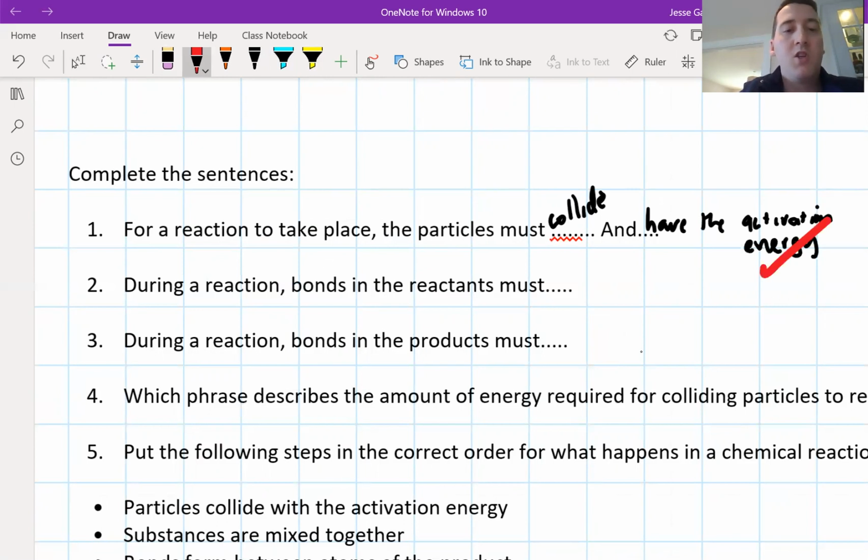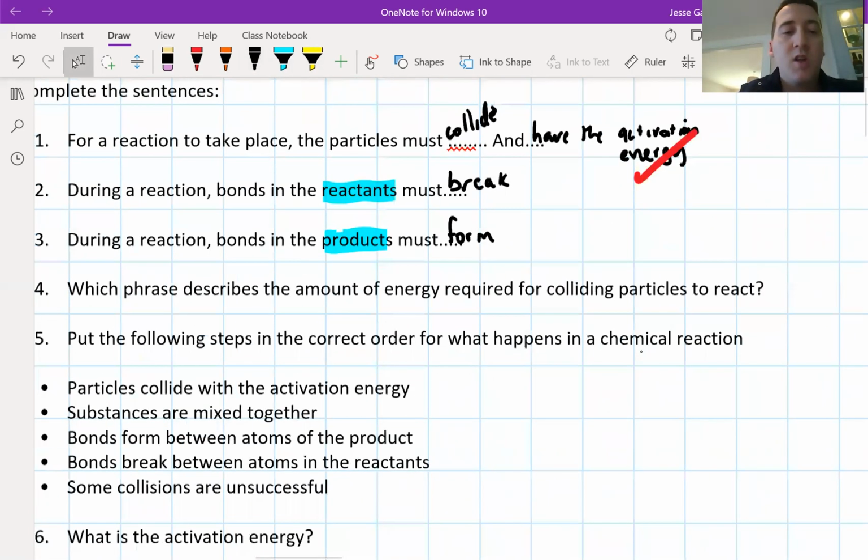Right, the next one. During a reaction, the bonds in the reactants must, okay, so these are the reactants. These are the things at the start. Well, the bonds must break. Well done if you said break. And during a reaction, the bonds in the products, and what must they do? They must form. Okay, so bonds break in the reactants and they form in the products. Good.